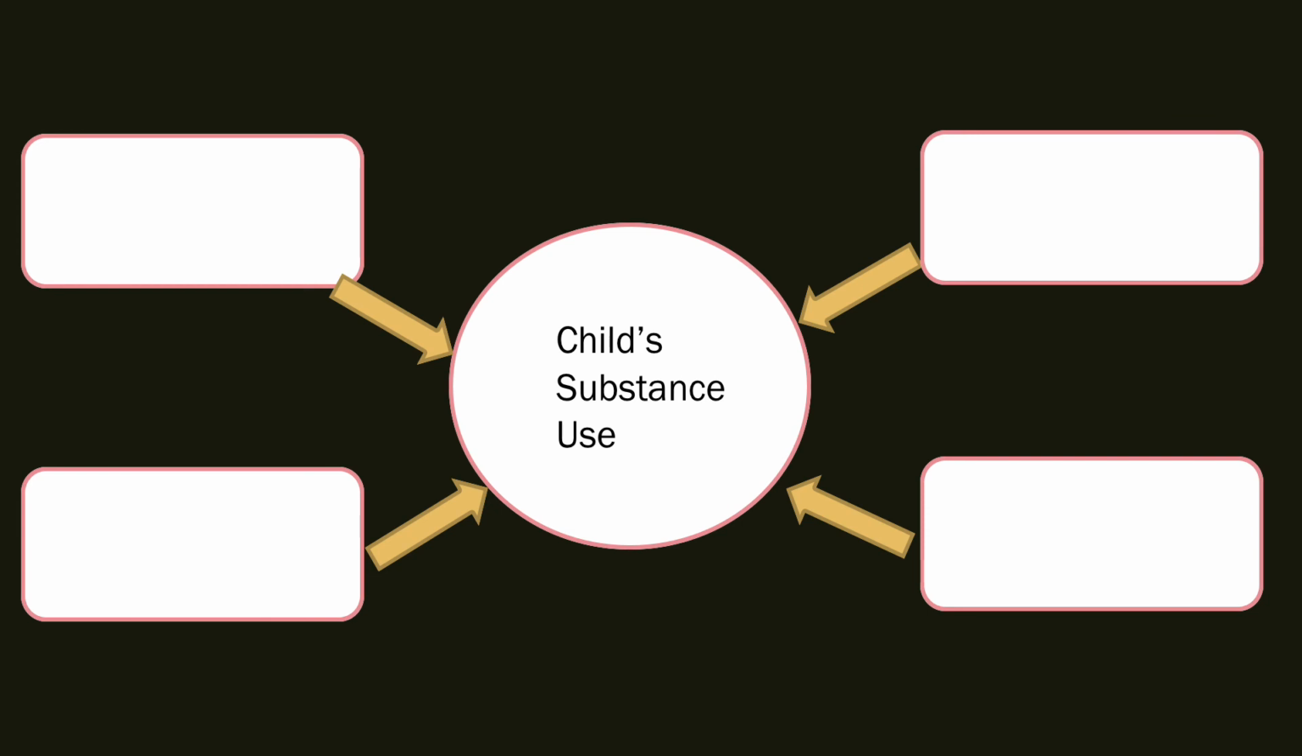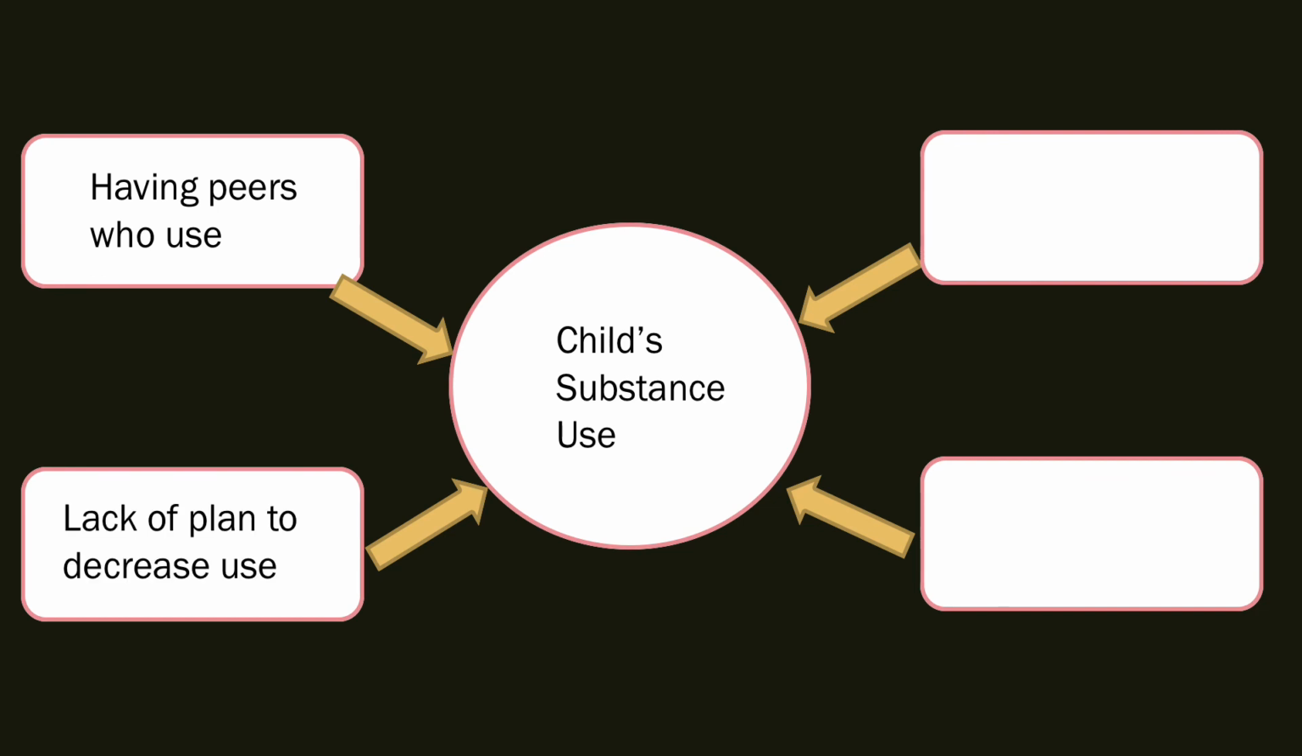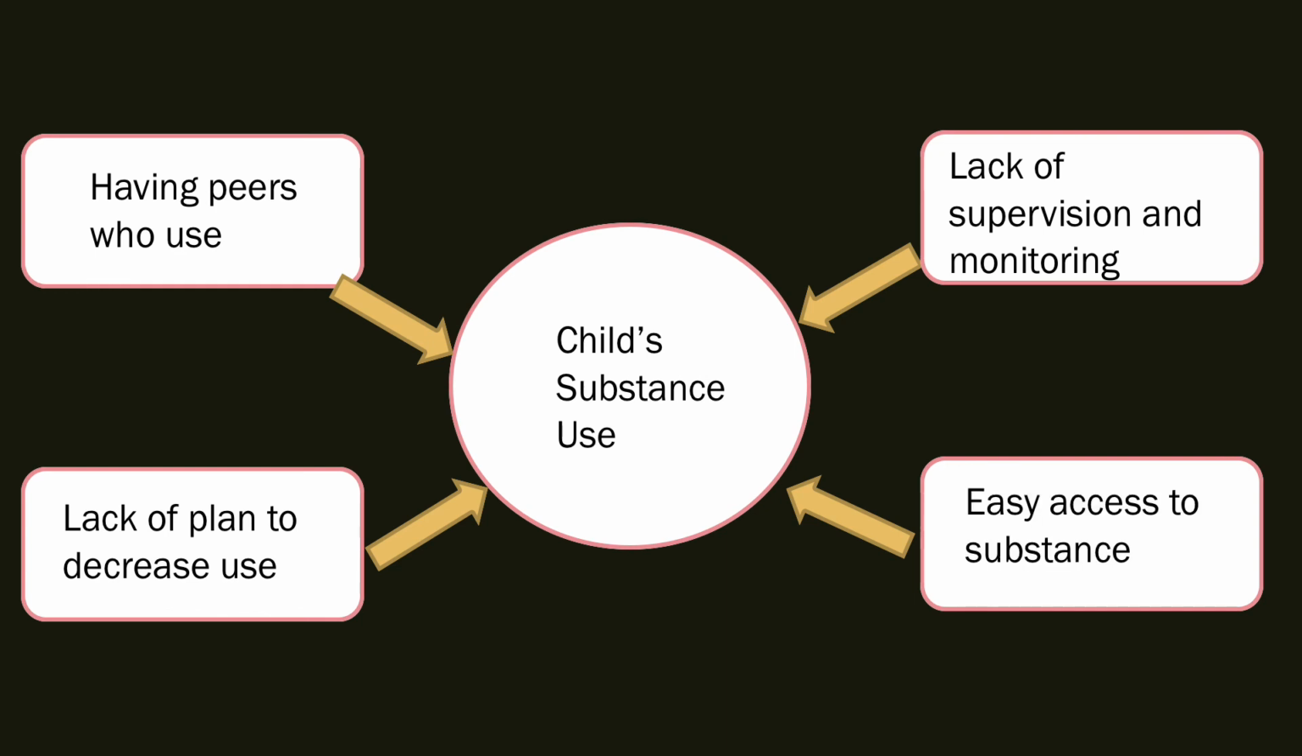Let's look at an example and make this a bit more realistic. Our target behavior in this fit circle is going to be child's substance use. This is a behavior we want to find more about and what could potentially be causing it to happen. Drivers for this target behavior could be as follows: having peers who use, lack of a plan to decrease use, lack of supervision and monitoring, easy access to substance.